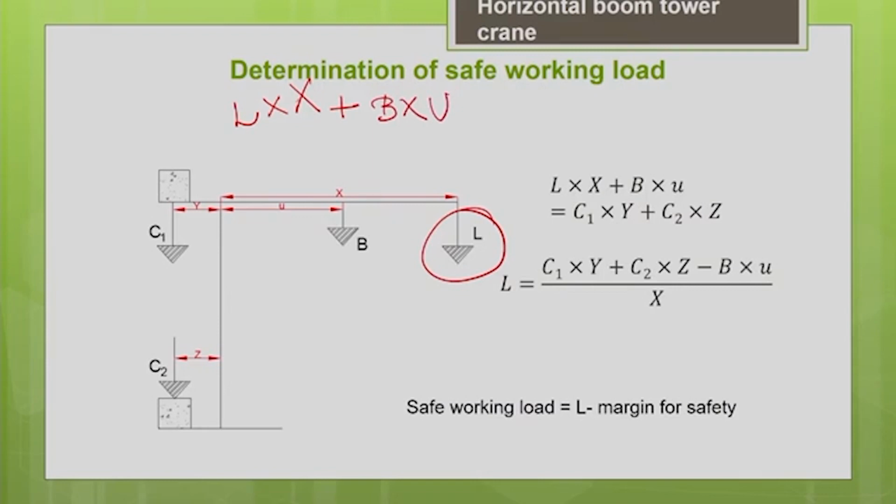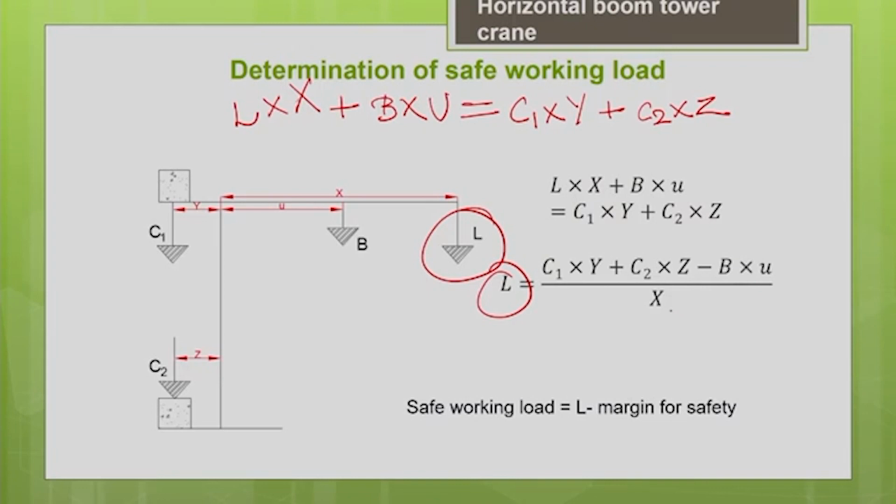Here I have not taken the wind load. This is equal to the stabilizing moment. The resisting moment is from the counterweights. One counterweight is in the counter jib, the other one is at the base. So, C1 is the weight of the counterweight into the distance to the point of fulcrum, y, plus C2, the counterweight at the base, into distance Z. If you simplify, you will get L. So, L equals C1 into Y plus C2 into Z minus B into U, divided by X.